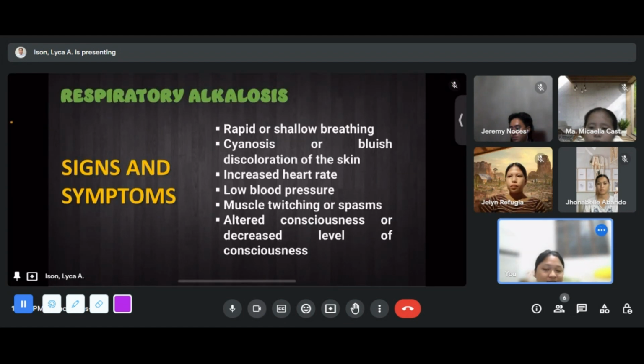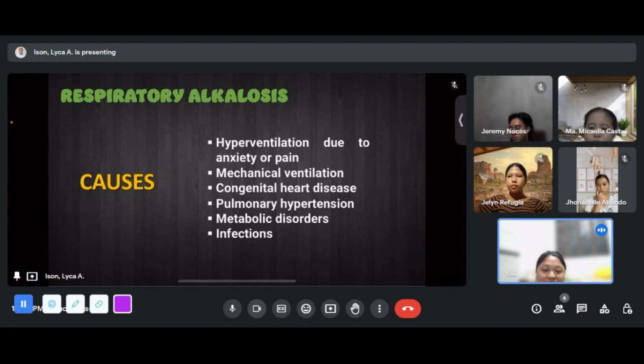Next is the causes, hyperventilation due to anxiety or pain. So, itong hyperventilation naman is the rapidly breathing and shallowly for an extended period of time. Nangyayari to due to variety of reasons such as may fever yung neonate, anxiety, pain, or even excitement. Ayan, nakasulat. So, mechanical ventilation. Ito yung gumagamit tayo ng mga equipments para sa ventilation. Ay, mali!